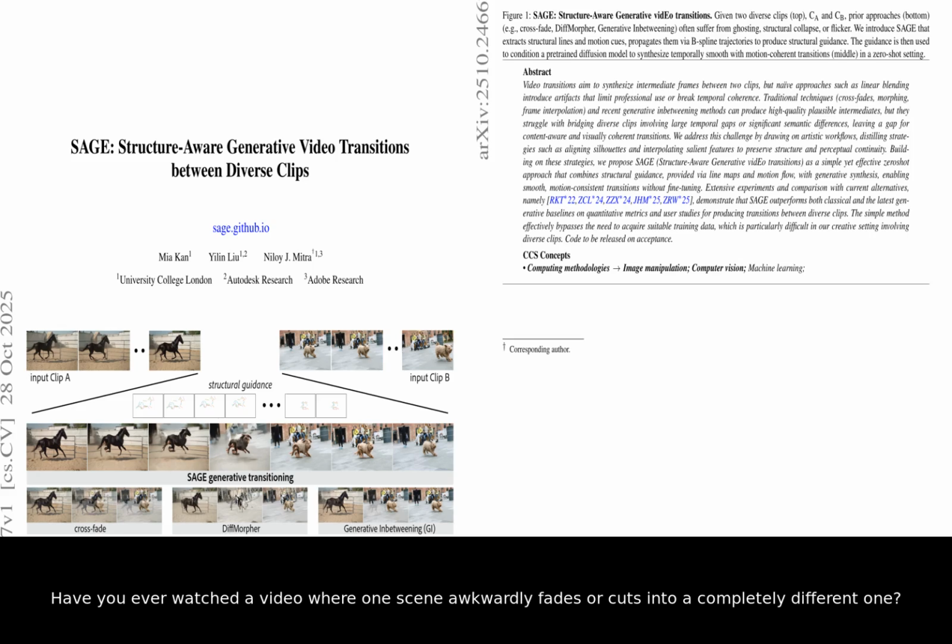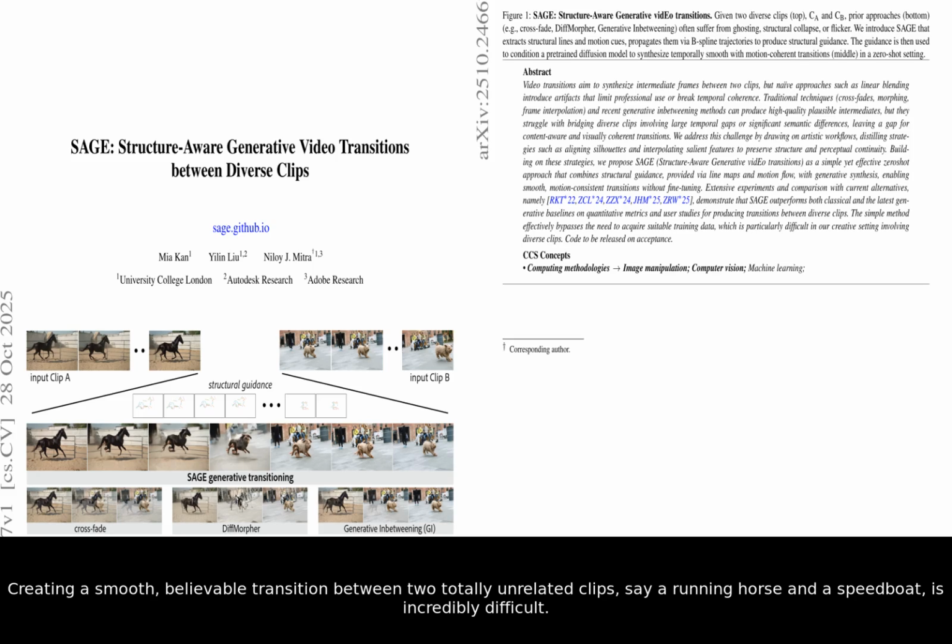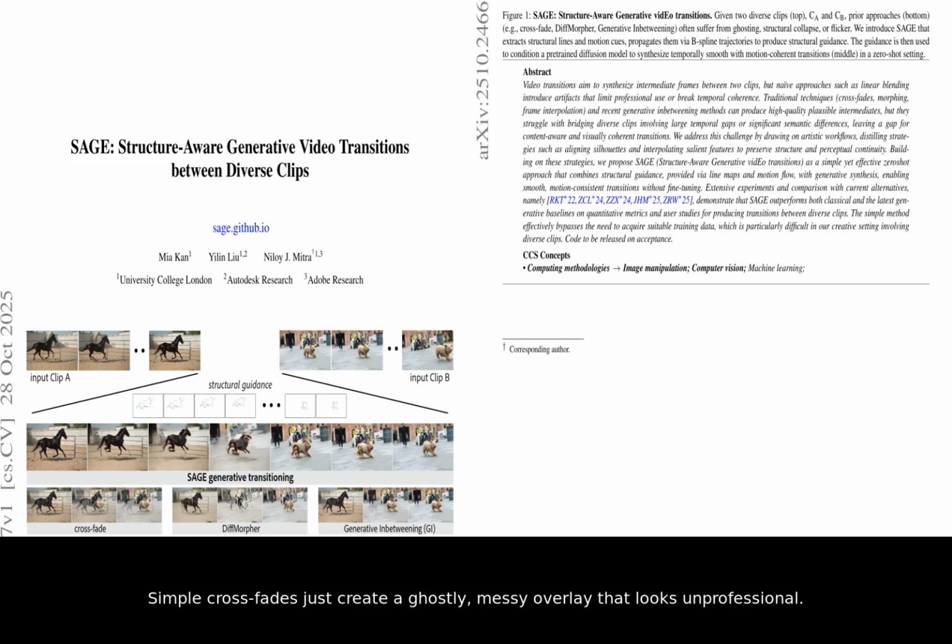Have you ever watched a video where one scene awkwardly fades or cuts into a completely different one? Creating a smooth, believable transition between two totally unrelated clips, say a running horse and a speedboat, is incredibly difficult. Simple crossfades just create a ghostly, messy overlay that looks unprofessional. Today, we're looking at a new paper that introduces a method called SAGE, which aims to solve this very problem. SAGE stands for Structure-Aware Generative Video Transitions.